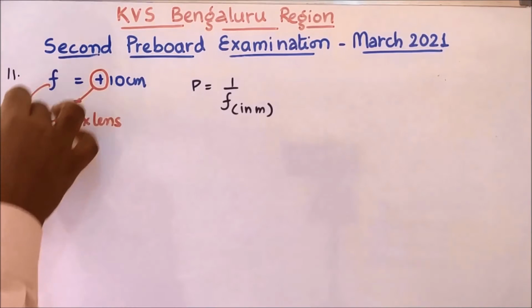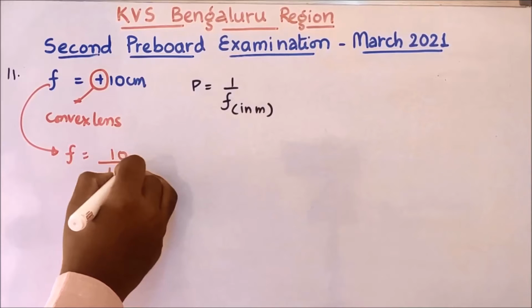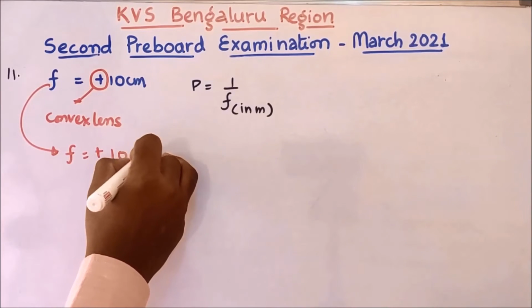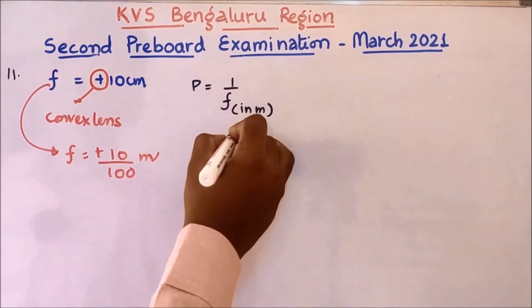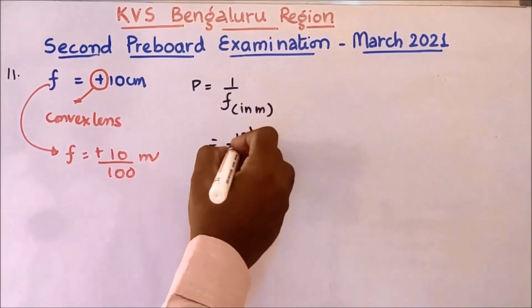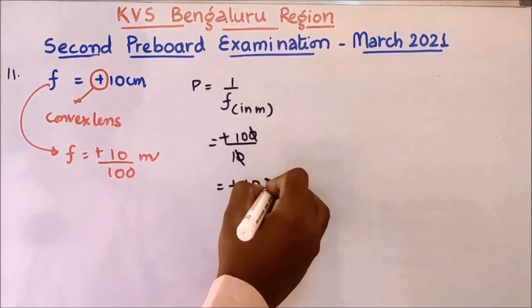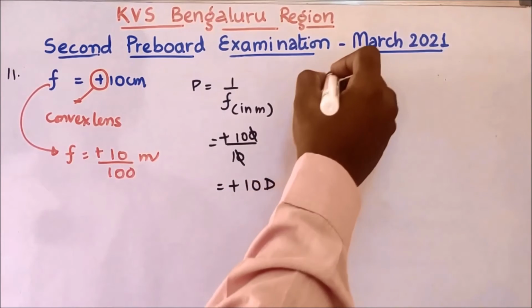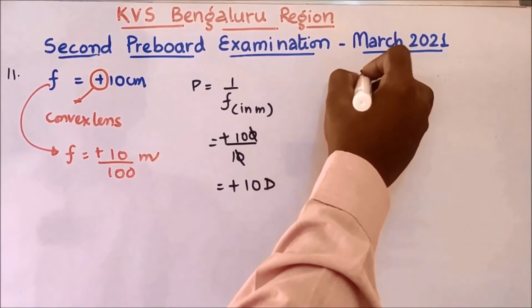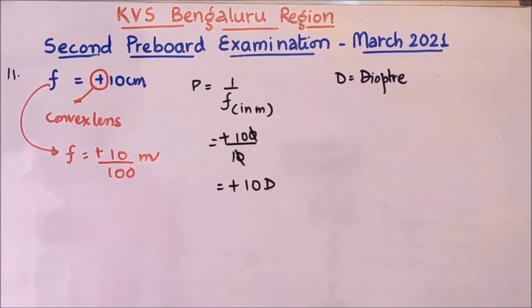So what is F? F is equal to 10 by 100 meters. So here the answer will be 1 by 10 above 100. So don't forget the plus. So the answer will be plus 10D. D is the short form or symbol for diopter, which is the unit of power. So that is the solution.